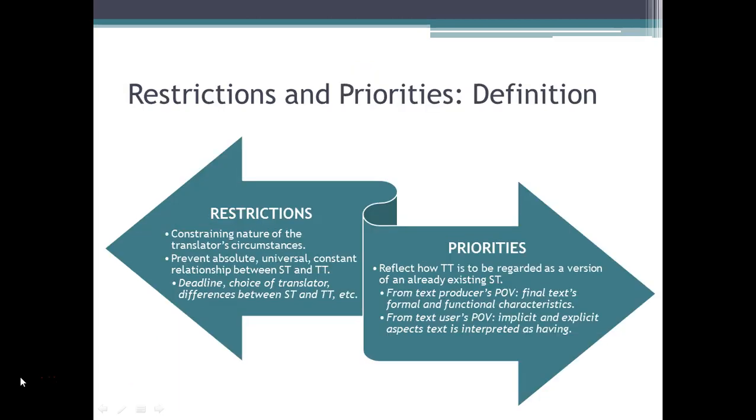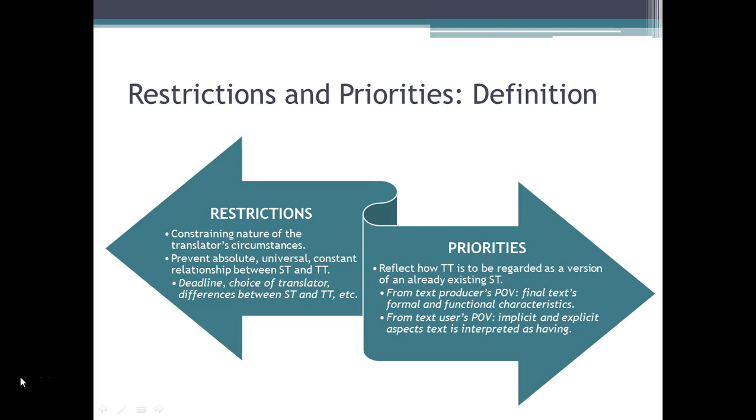Let us give a definition of restrictions and priorities. Restrictions refer to the constraining nature of the translator's circumstances. They prevent an absolute, universal, and constant relationship between the source and target texts. For example, we have the deadline, the choice of translator, differences between the source text and the target text, etc.